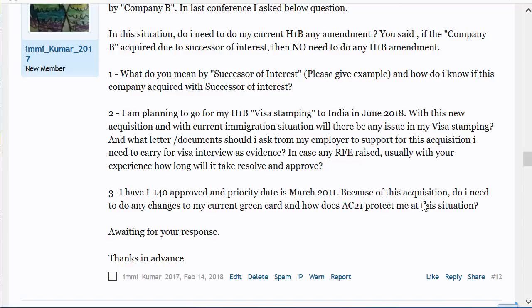Yeah, you need to file the I-140 again. It's called an I-140 amendment, but basically you are redoing the I-140 if there is a successor in interest. I don't think you have a choice in that. Press *5 if you have a follow-up question.